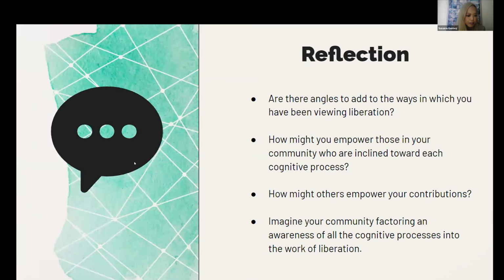Now that you have heard about each of the cognitive processes, I invite you to reflect on your community's or organization's relationship to each cognitive process. Are there angles to add to how you have been viewing liberation? How might you empower colleagues inclined toward each cognitive process? How might others empower your contributions? Then imagine what it would be like if your community could be integrating an awareness of all the cognitive processes into the work of liberation.